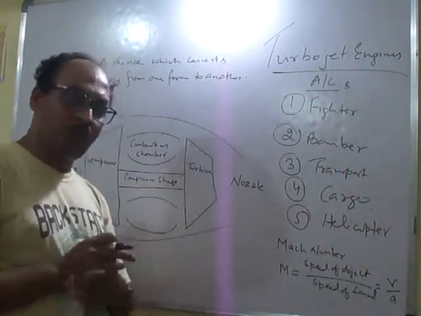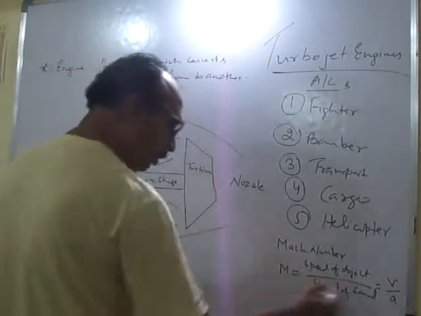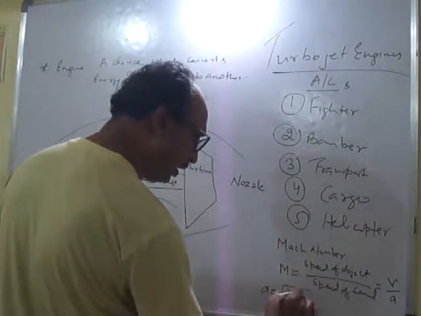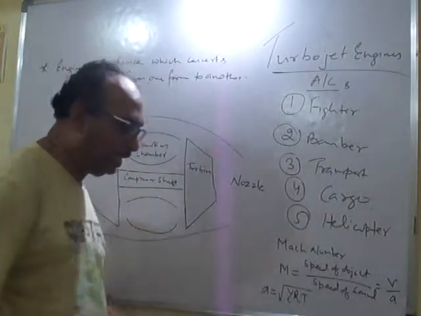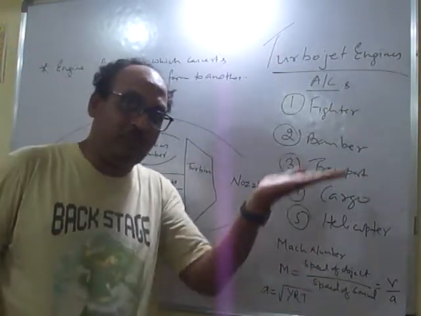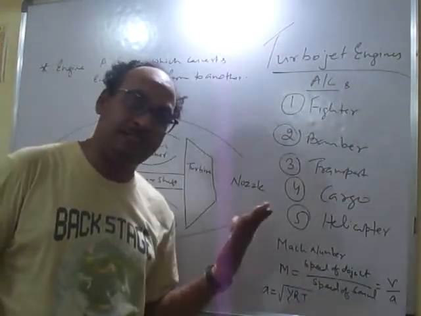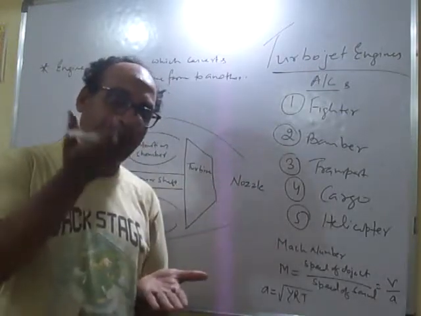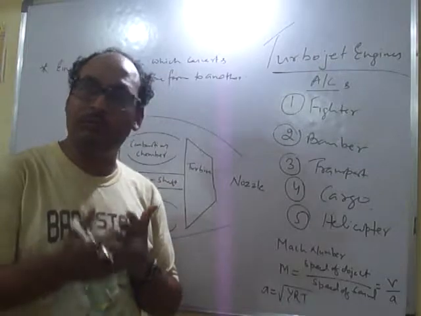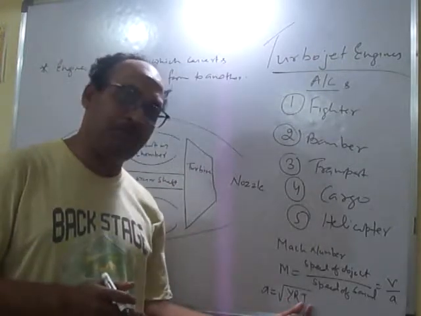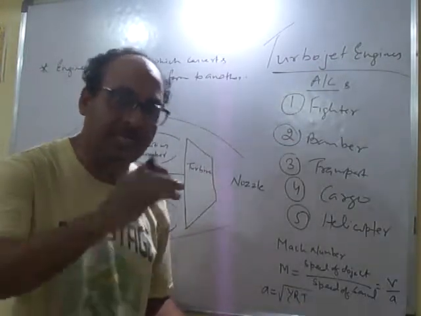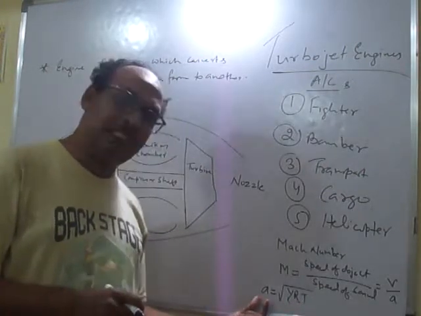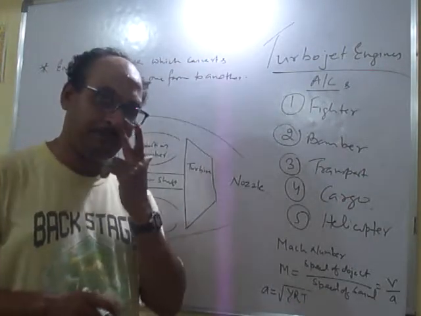So what will happen? How can we write it? A is equal to the square root of gamma R T. Because as altitude increases, temperature reduces. In the troposphere, when the altitude is increasing more and more, from 1000 feet to 2000 feet, the atmospheric temperature keeps on decreasing. Due to this decrease in temperature, the speed of sound also decreases.